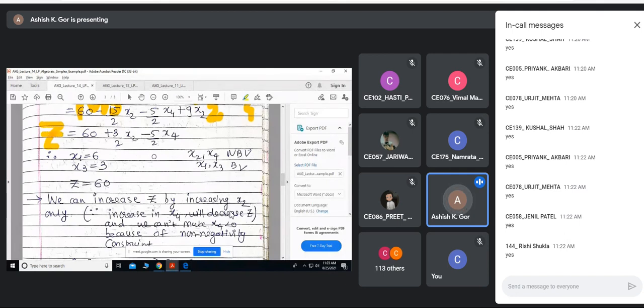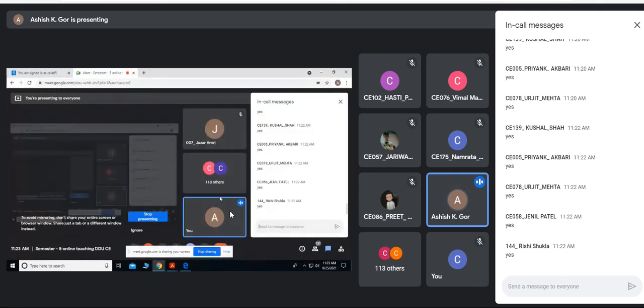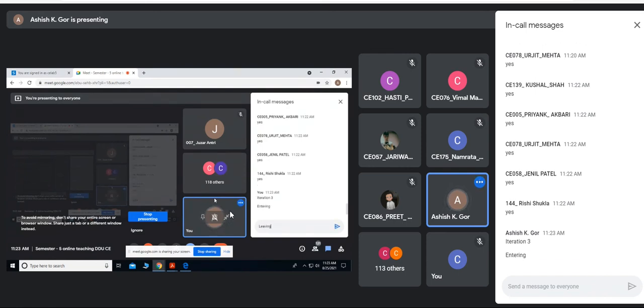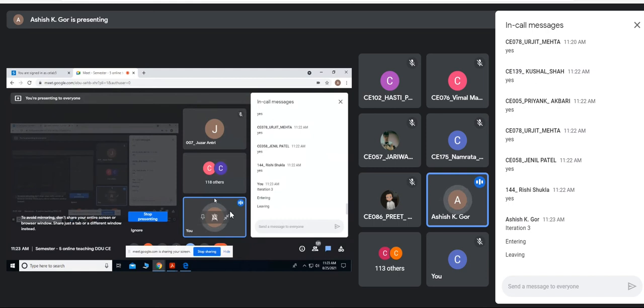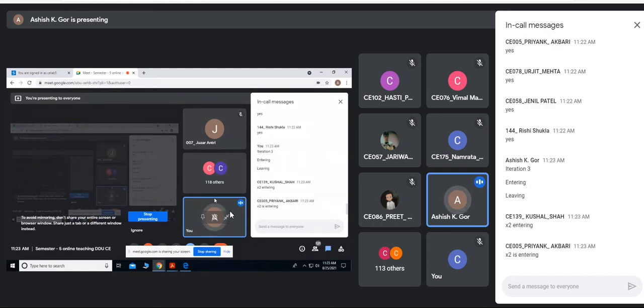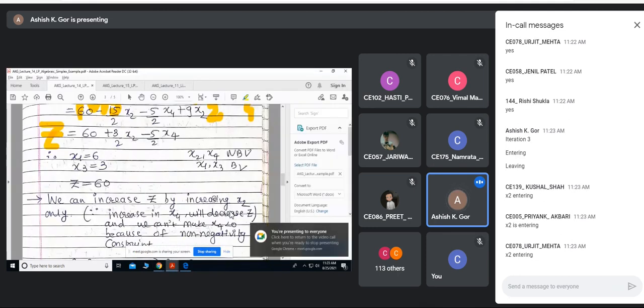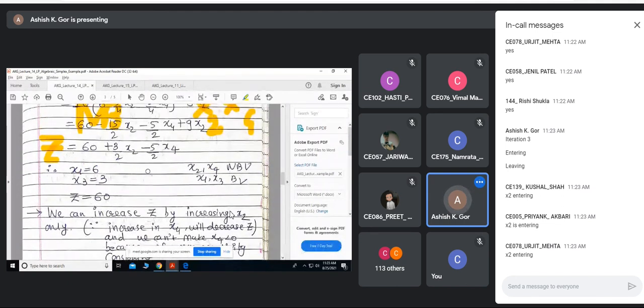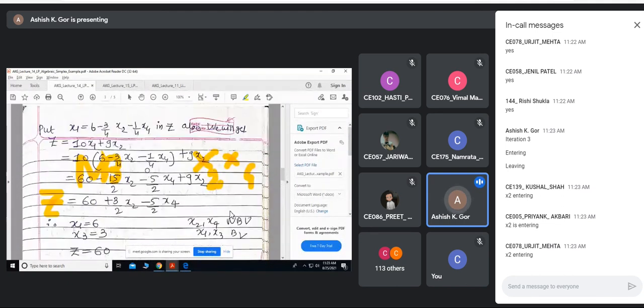Now I am asking you the question. In iteration number 3, what is the entering and what is the leaving variable? You at least tell me about x2 is entering. Very perfect, right? Because x2 I can increase. So x2 is entering, so what is to leave? That I have to search.